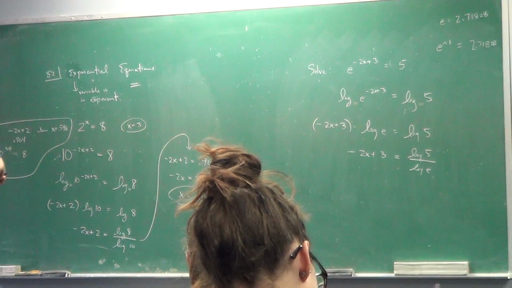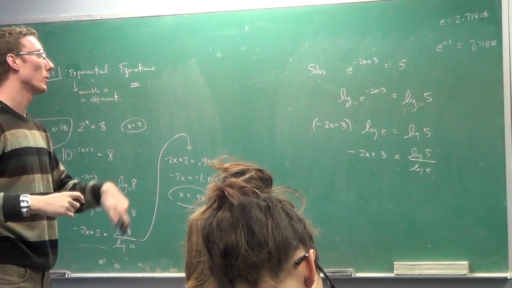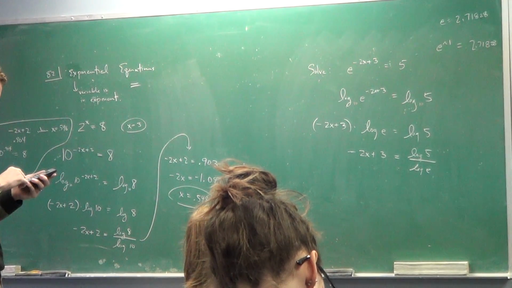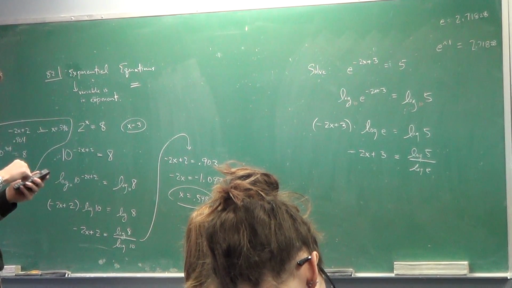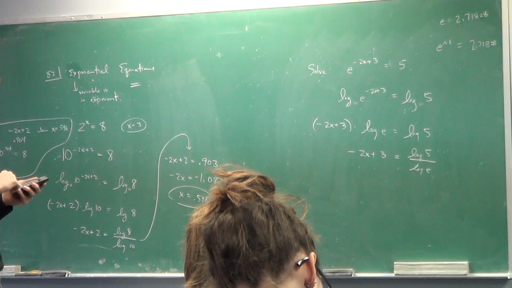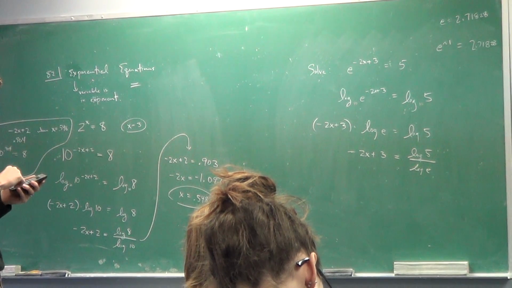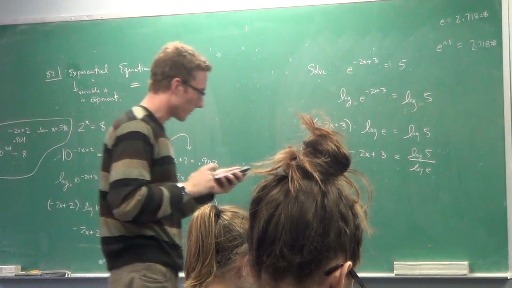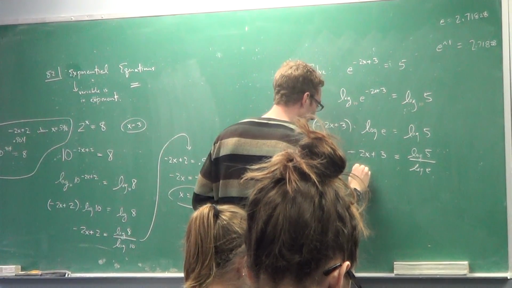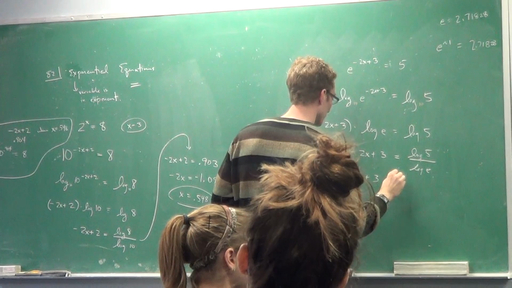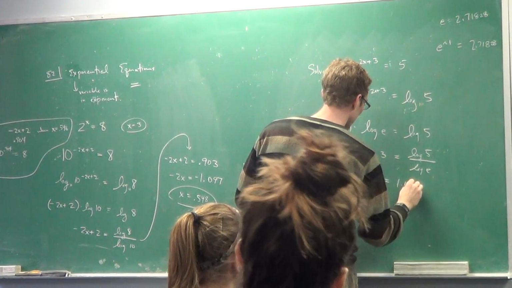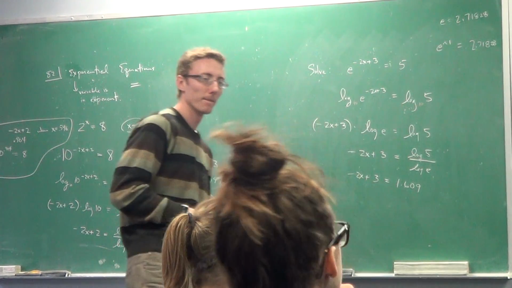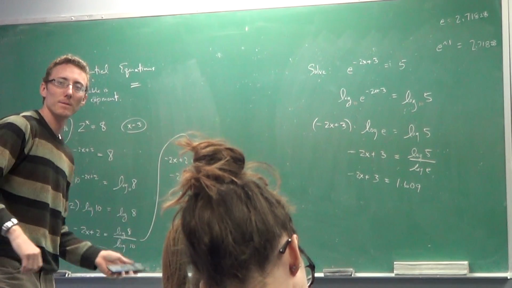So one way is to just remember it, the other way is to use that e to the 1, and then that's going to give you what e is. But what you need to do is take the log of 5 and divide it by the log of e. And when you do, you'll get 1.609. Is that what you guys got?